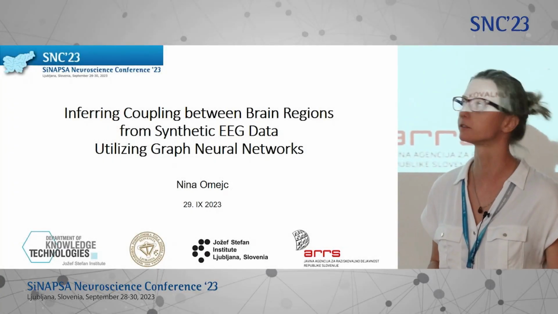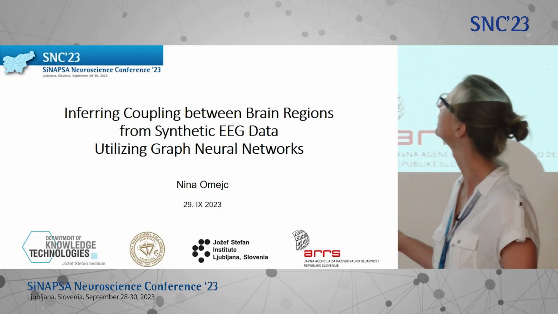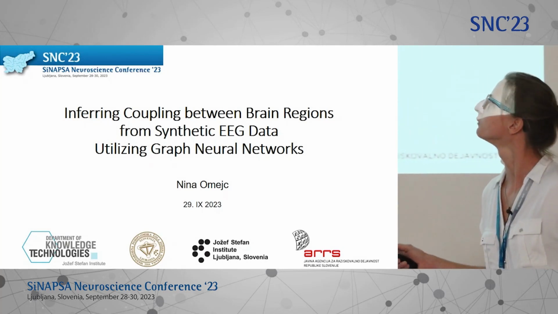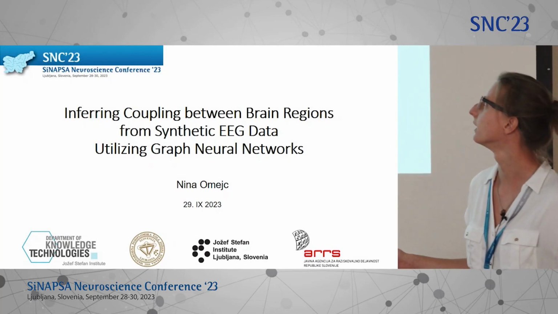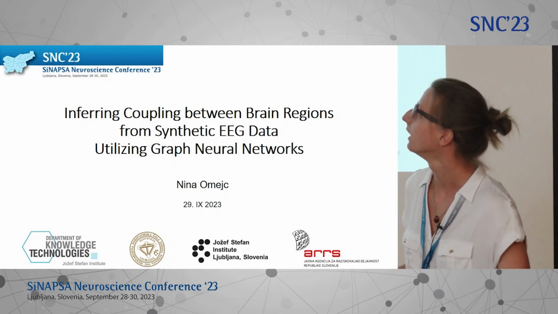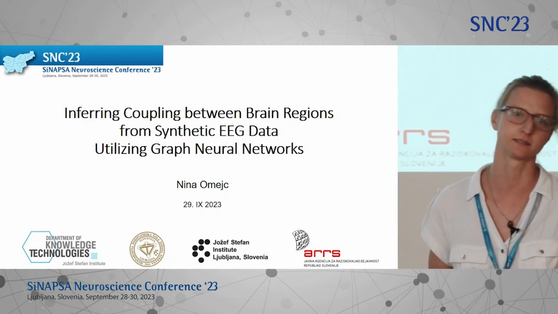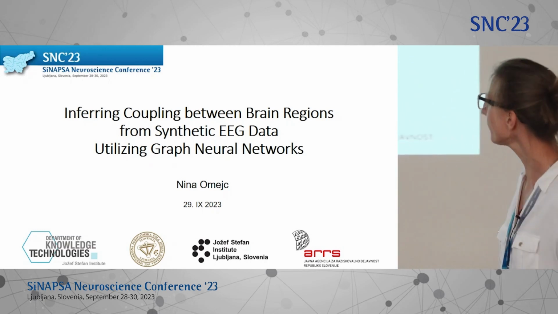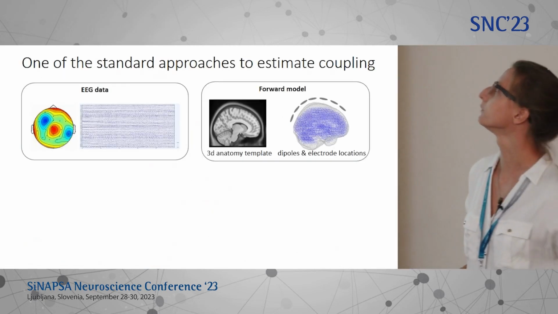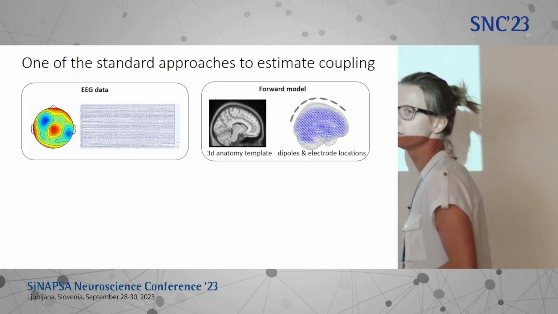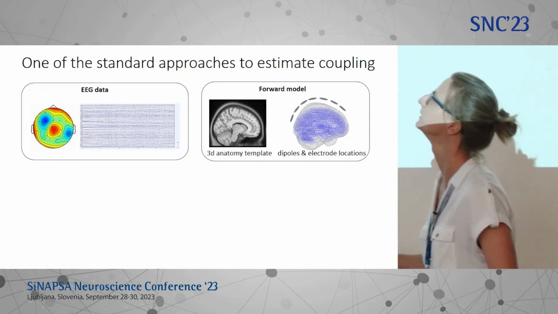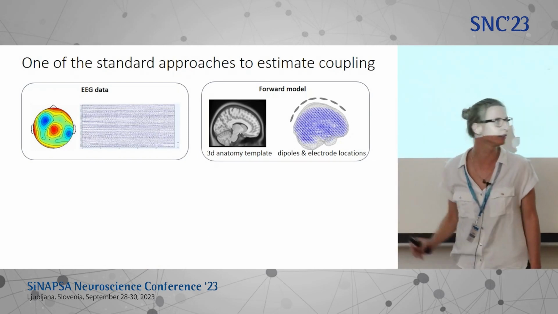And the title of this talk today is going to be Inferring Coupling Between Brain Regions from Synthetic EEG Data Using Graph Neural Networks. If you're wondering, coupling is a subtype of connectivity. So one of the standard approaches to estimate coupling these days in general is that we need EEG data.